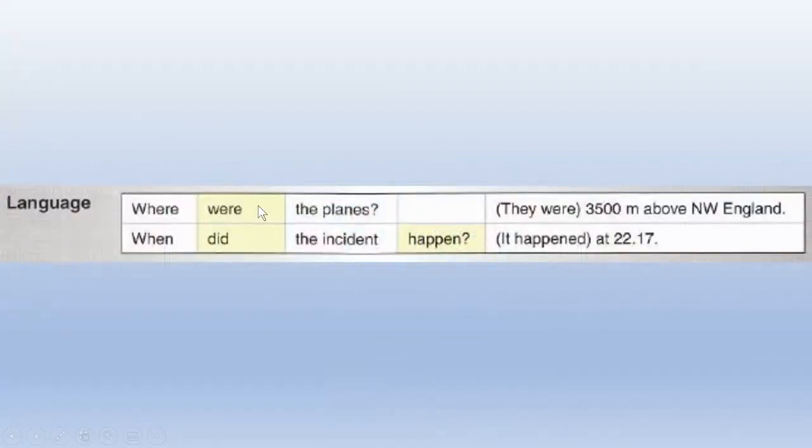Finally, we talked about the use of the past tense in order to explain or talk about incidents. And we all know that all incidents happen in the past. As a result, in order to write a sentence in the past, you need to pay attention to whether the sentence has a verb or not. If the sentence doesn't have a verb, we need to put either "were" or "was." "Were" if the subject has an S at the end, and "was" if the subject doesn't have an S.